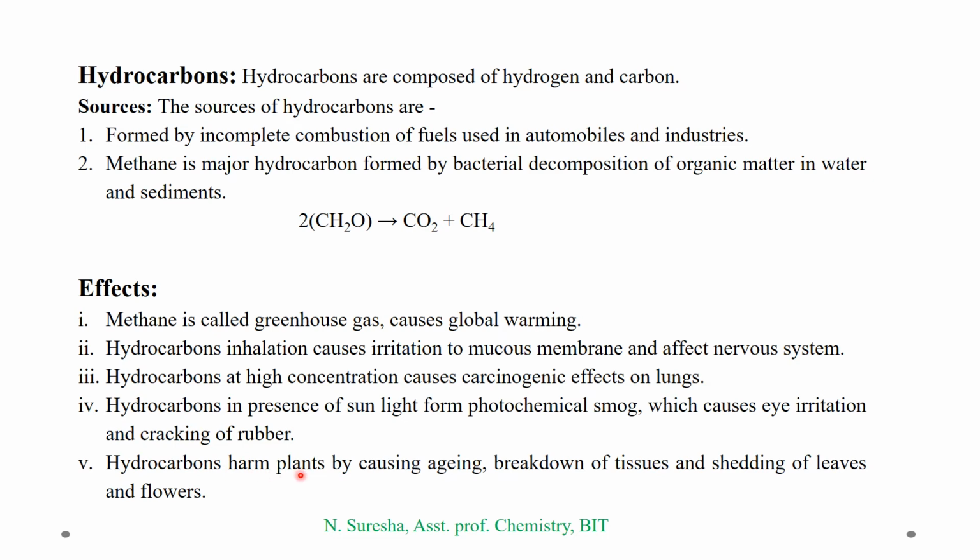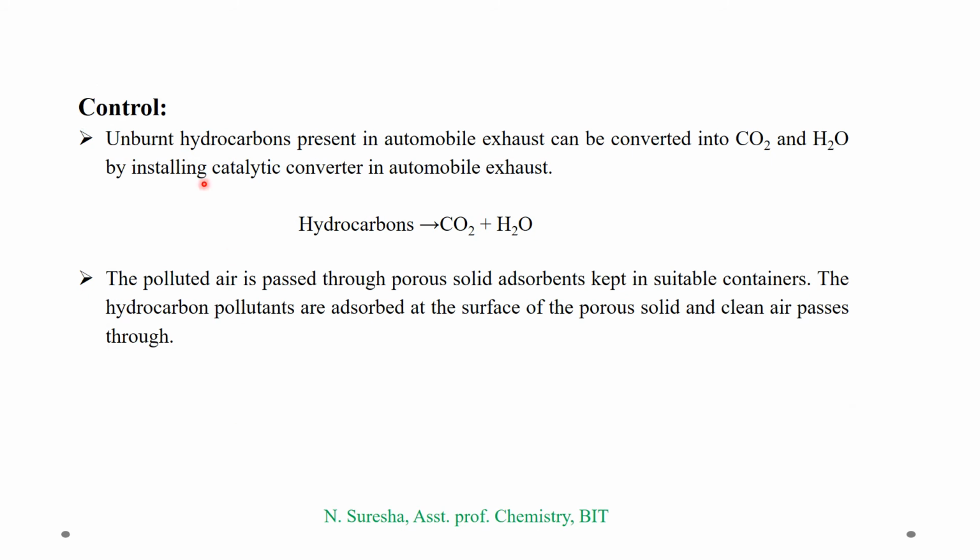Hydrocarbons harm plants. They affect plants by causing aging, breaking down of tissues, and the shedding of leaves and flowers. These are the effects of hydrocarbons in the atmosphere. Control. How to control the hydrocarbons? Unburnt hydrocarbons present in the atmosphere.